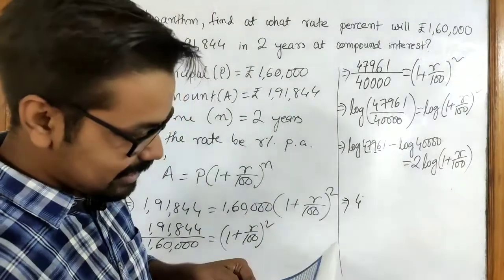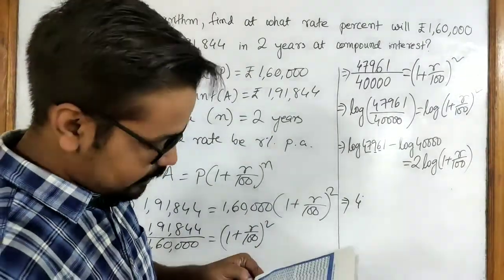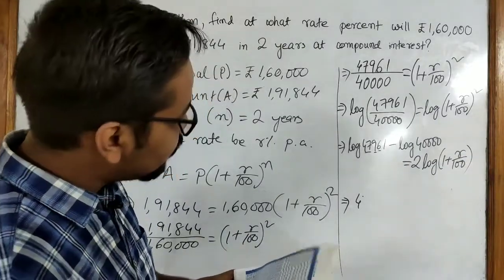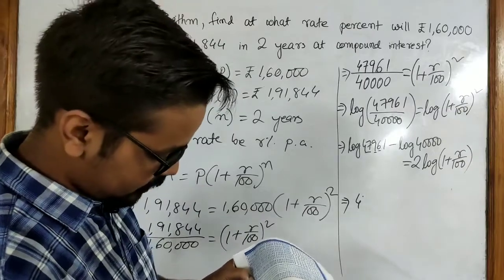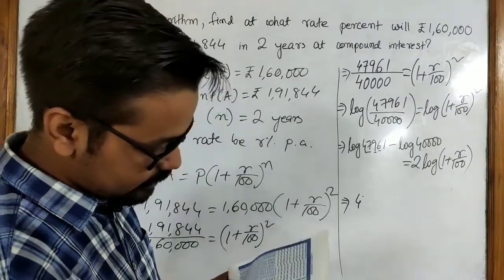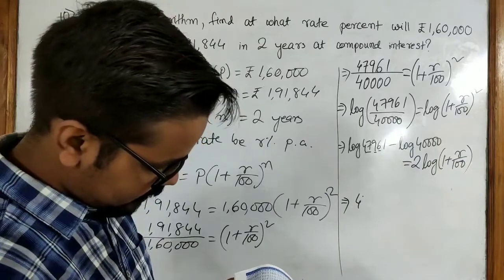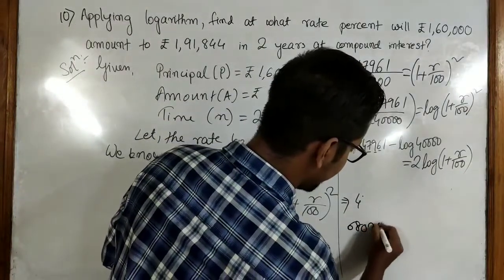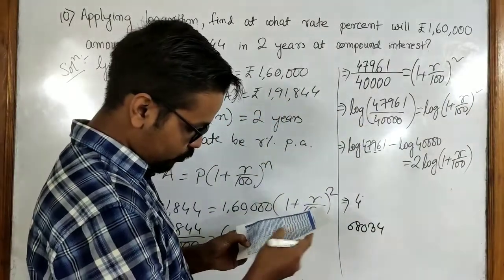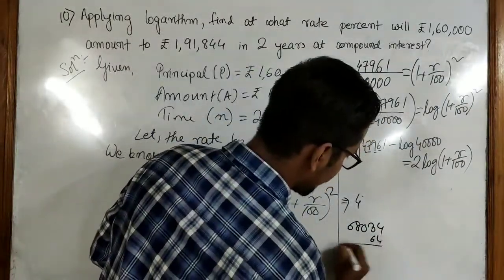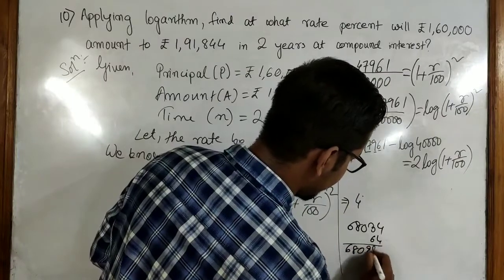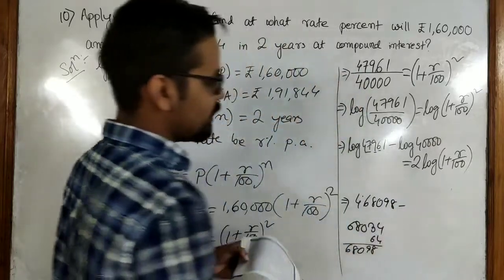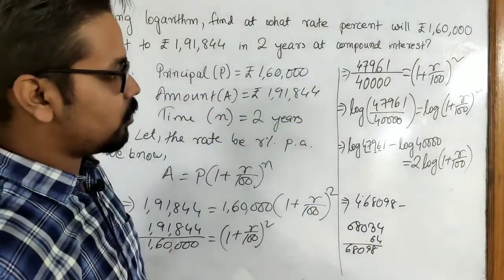So let's go for 47. Yeah, I got my 47. Then I need 9, which is at the last column. So I have my 9, and then I need 6. 6 is going to be this. Yes, I have my 6. So it is 68034, and I have to add to it 64. So it is 68098. So 4.68098 minus, and we need to write log 40,000.